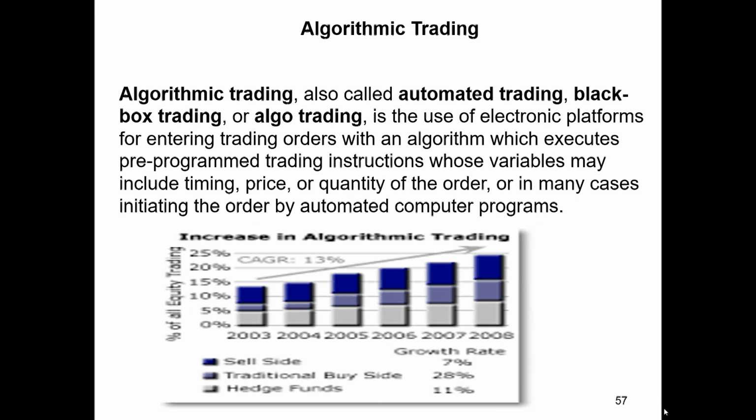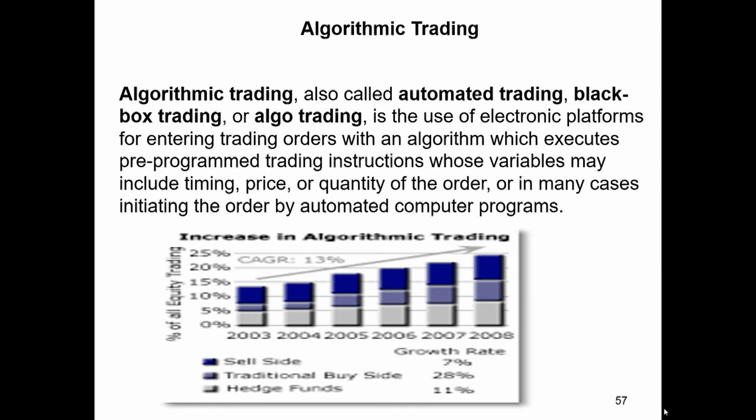So the next case study that we are looking at is the algorithmic trading case study. Algorithmic trading is also called automated trading, black box trading, or algo trading. This is very important for share markets basically. It is very important to forecast certain shares and other things. So for this, it is important to find an algorithm that will include timing, pricing, quantity orders, and initiating automatic computer programs to do this.